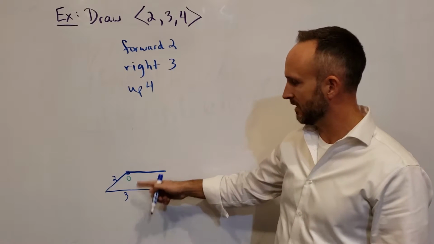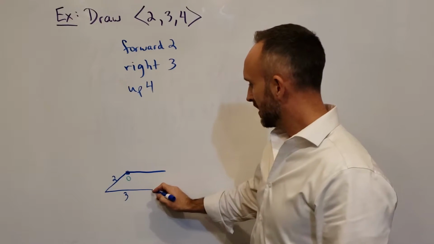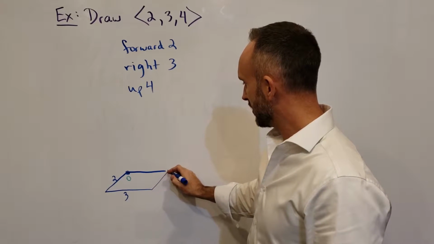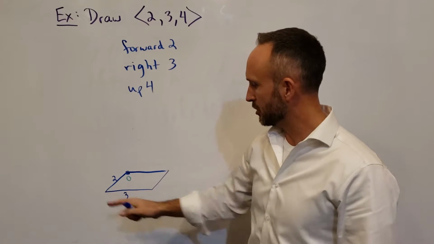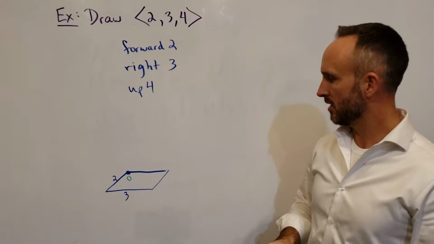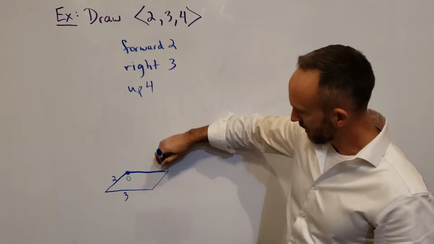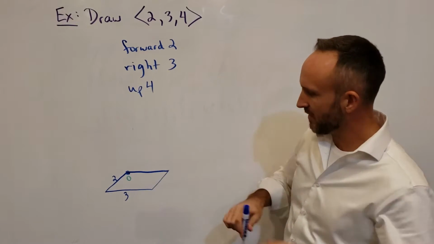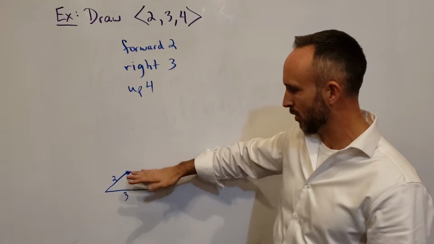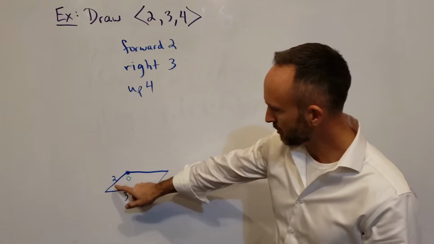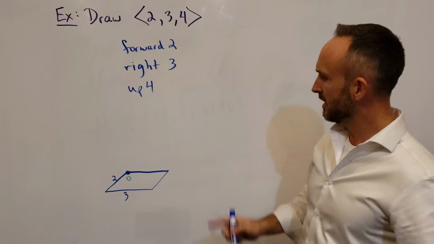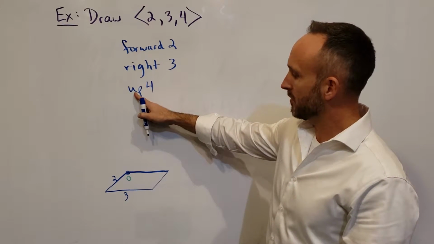I'm not going to label it again. I will assume they have the same length. And then I can draw another line over here that is parallel to my forward direction there. All right, so now I have a little bit of perspective. Think of this as being a rectangular floor tilted back. So these are all right angles. Now what I need to do is go up 4 units.